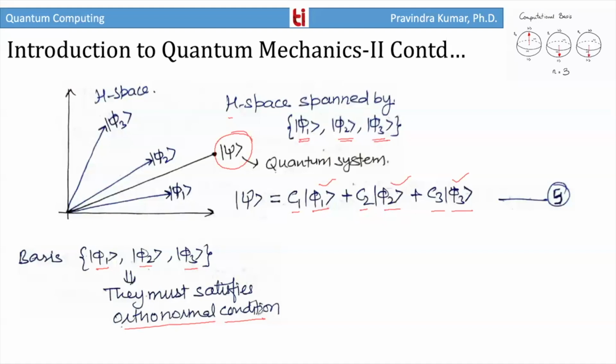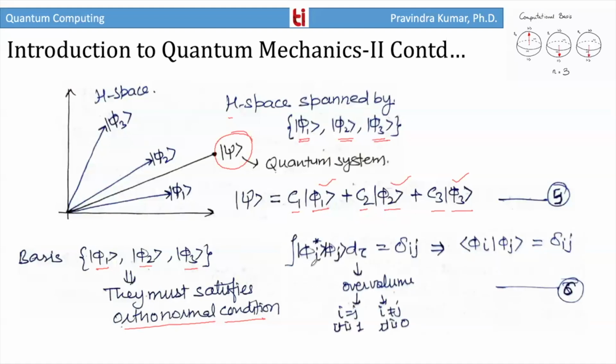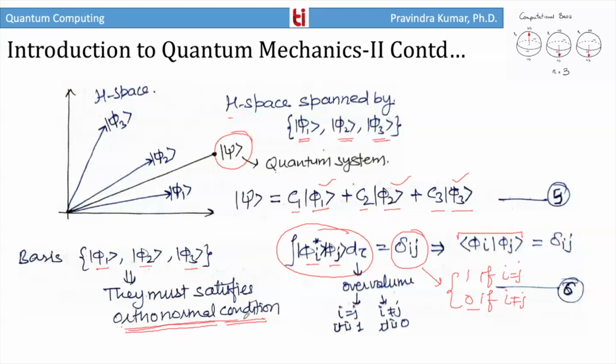And if they satisfy the orthonormal condition, then the integration of bra conjugate phi i and ket phi j d tau will be equal to delta ij, and this value will be equal to 1 or 0. This value will be 1 if i is equal to j, and if i is not equal to j, this value will be equal to 0. And this integration is known as the inner product. So if the quantum basis satisfy the orthonormal condition, then the inner product is defined in terms of Bra-Ket notation. So this is the inner product of phi i and phi j, and it will be equal to 1 or 0.